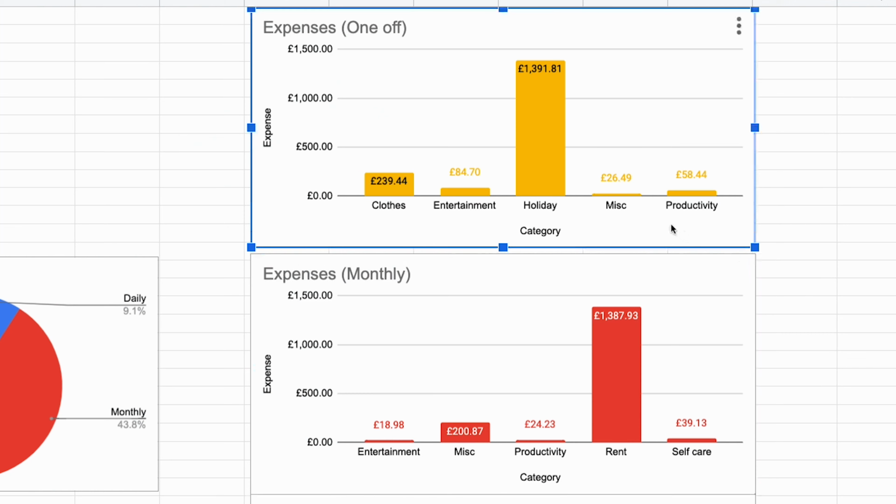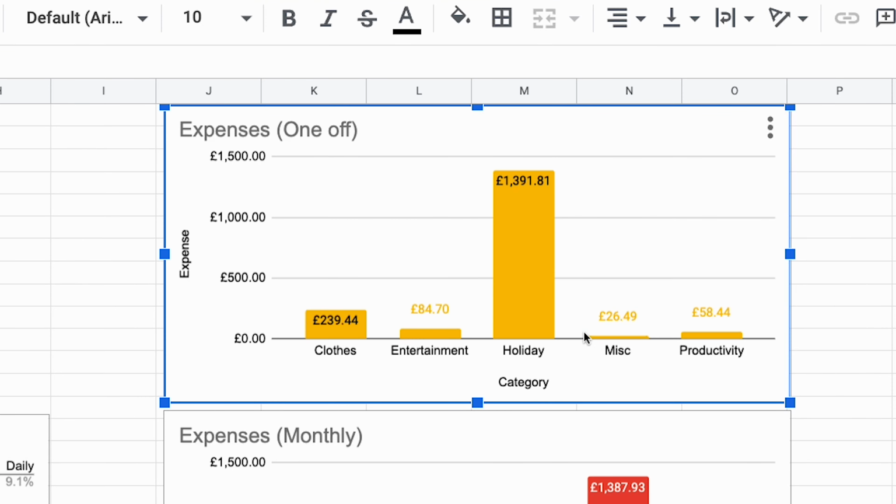Oh, so actually, this is interesting. Because I broke it down by monthly expenditure here, you can actually see that consistently I spend more on self-care than productivity. It was only because of this one-off external hard drive purchase that productivity was higher than self-care. So I actually spend more on self-care than productivity. And I even spend less on entertainment than productivity and self-care. And then the one-off category, the biggest contributor was holiday. Clothes, second biggest. Entertainment, quite a bit.